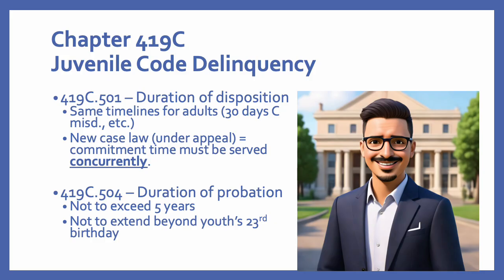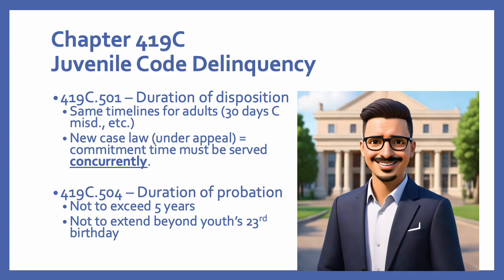419C.504 Duration of probation. When a youth is placed on probation, that probation cannot exceed 5 years and it cannot extend beyond the youth's 23rd birthday. This is one that not all counties are familiar with. So think to yourself, how long do you have youth on supervision in your county?